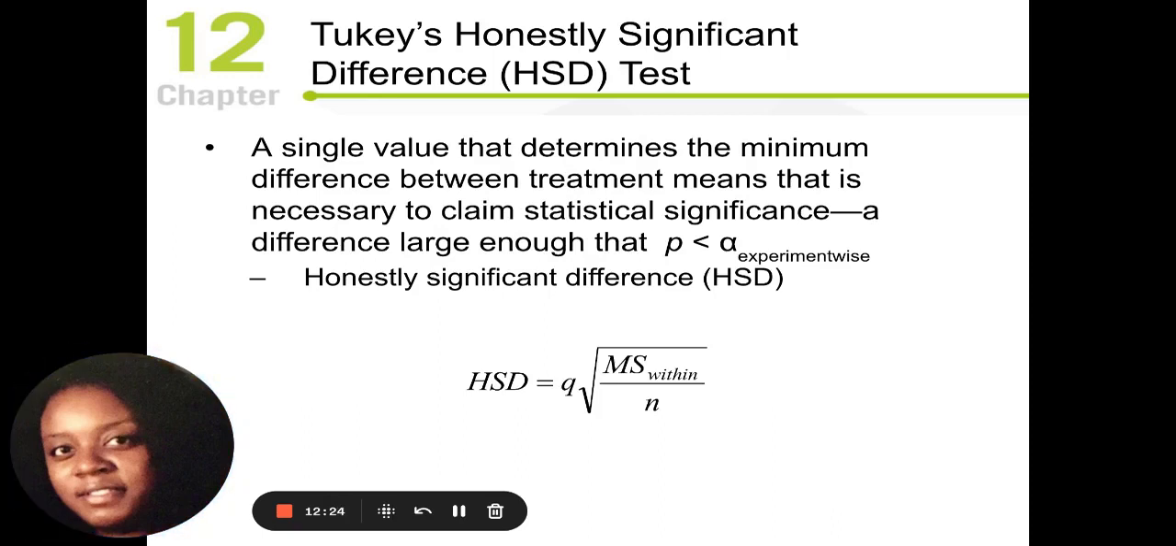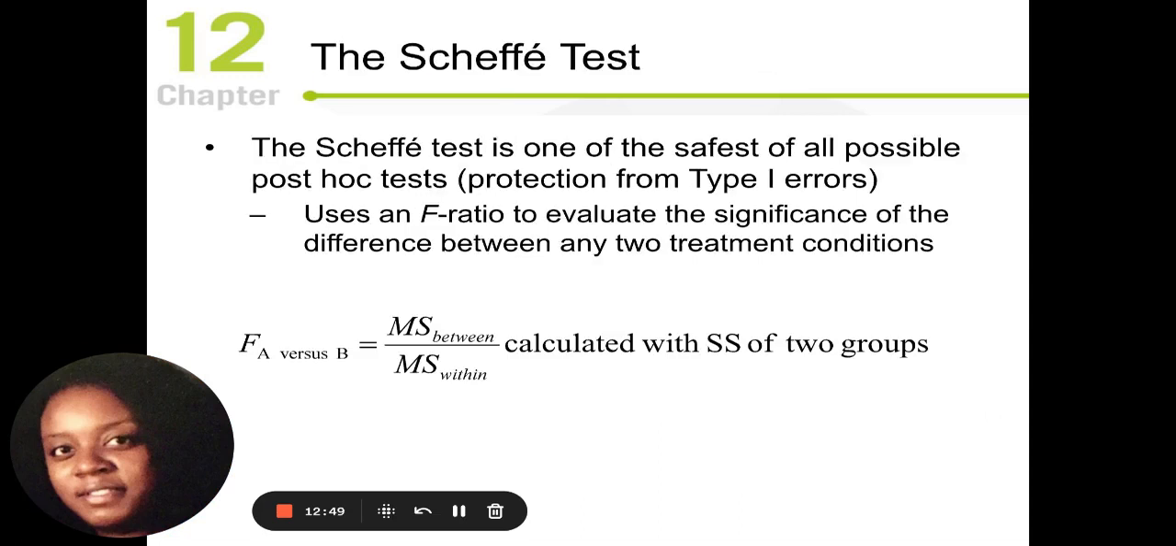Tukey's honestly significant difference, or HSD test, is a single value that determines the minimum difference between the treatment means that is necessary to claim statistical significance, which is a difference large enough that p is less than alpha. Then there's the formula for the honestly significant difference. The Scheffé test is one of the safest of all possible post hoc tests because it protects from type 1 errors, and it uses an F ratio to evaluate the significance of the difference between any two treatment conditions.